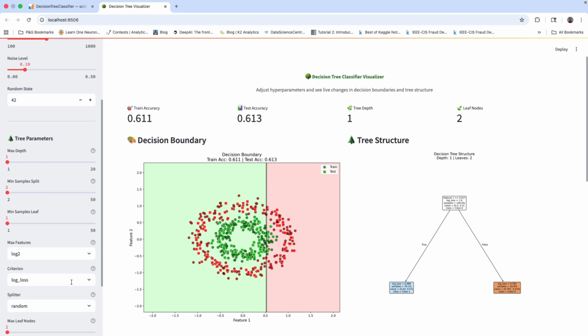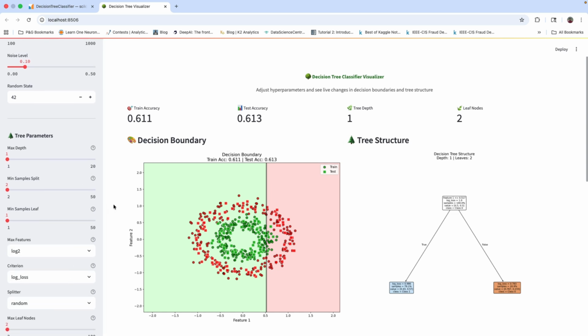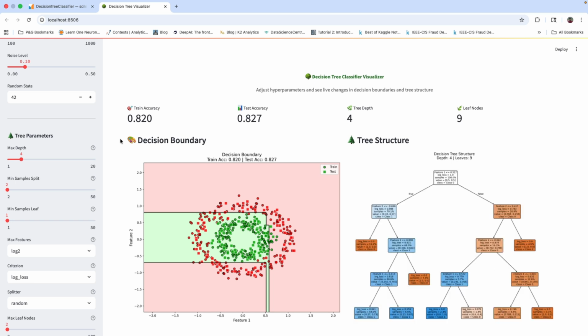First up, max depth. This controls how deep the tree is allowed to grow. At depth equal to 1, the tree is allowed only one split. See, just a single split. It is cutting through the data and is very simple, very biased. Now if I increase it to say 4, the tree has grown to depth 4: 1, 2, 3, and the fourth is the final one.